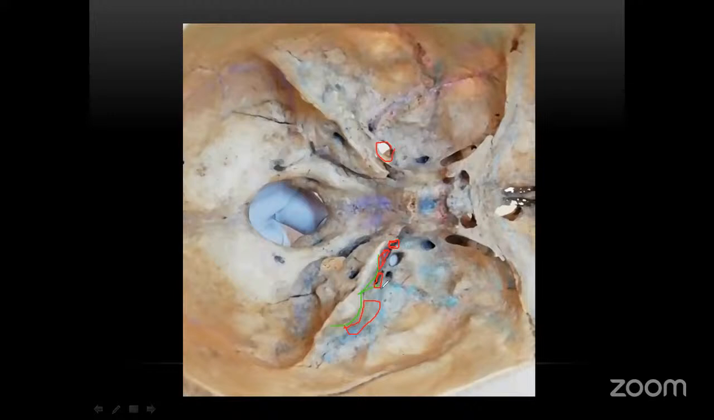Yes, please. Anyone? Again, that is the internal jugular vein bulb. This area just posterior to this one will be the internal jugular bulb. Just posterior to this one, we have two foramens that will be here. These two foramens are clear here.